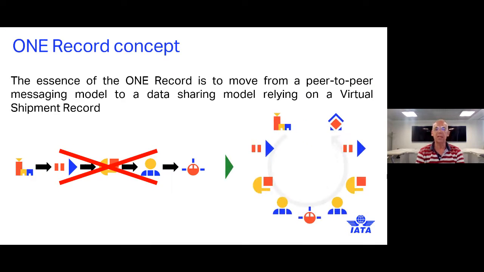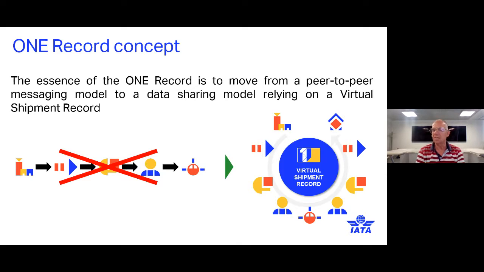We're moving to a data sharing environment where we have the same parties, but instead of them connected sequentially, they're all connected together in an environment where data can be shared, using what we call a virtual shipment record. It's essentially all of the data that relates to the shipment is now available online to any party that needs it, and of course has access to it.